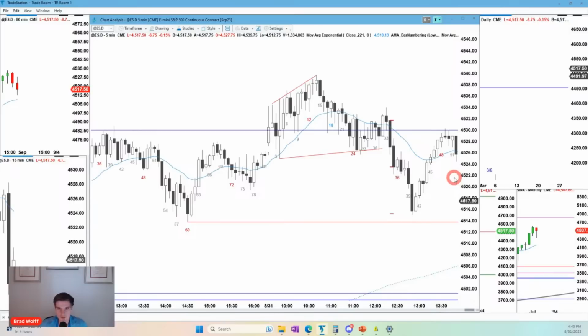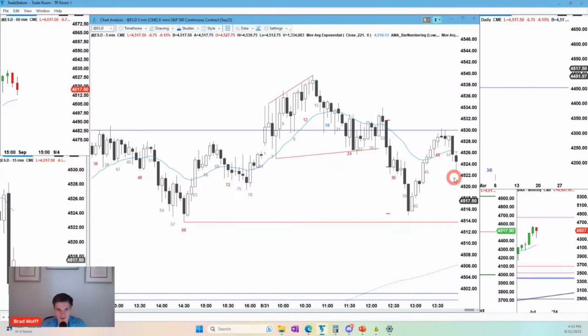52, strong enough bear bar, probably going to go at least a little bit lower. 53, doji, probably still going to go at least a little bit lower on 52. 53 is a doji, and you can see what it did. It tested the midpoint of 44. This is a possible 50% pullback of this entire rally.